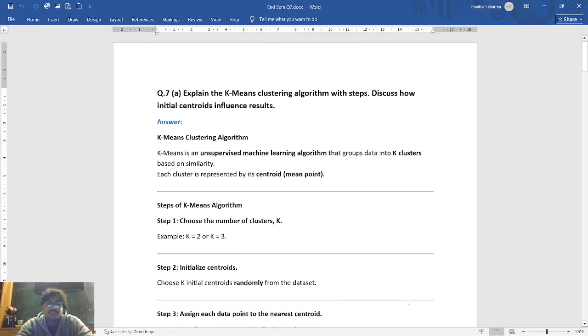Moving on to question number 7. Here we have two parts. The first part is: explain the K-means clustering algorithm with steps, and discuss how initial centroids influence the results.